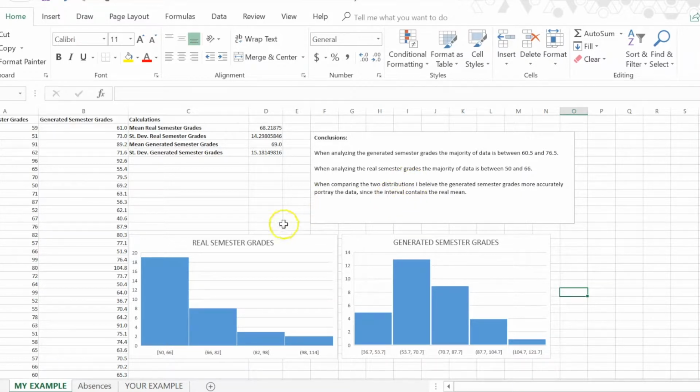So as far as the rubric goes, let me bring this up for you guys here. Give me a second. I'm looking at two tabs here, the absences tab and then the your example tab. So the things I'm looking for are 25 points for the graphs and 25 points for the conclusions. So graphs, generating these, are a combination of all of this work.